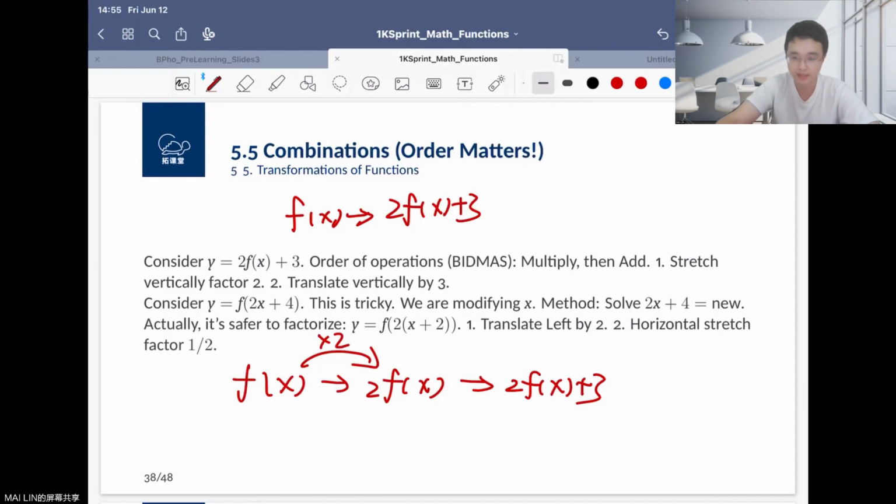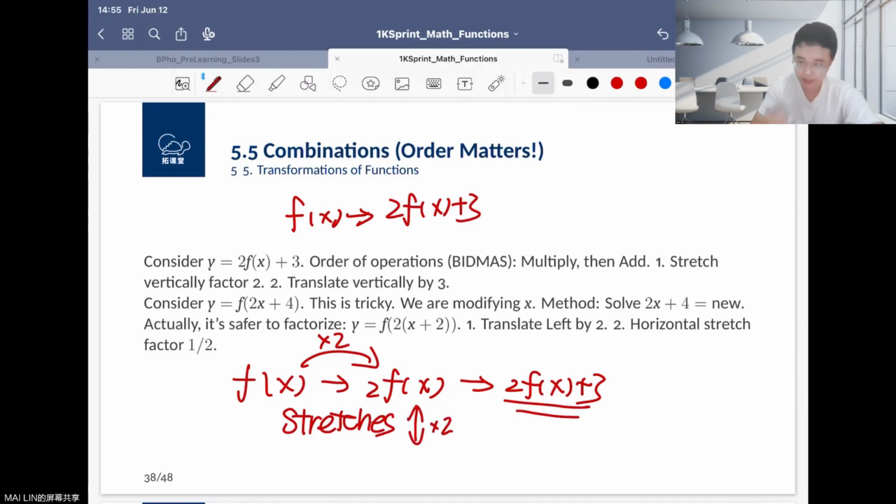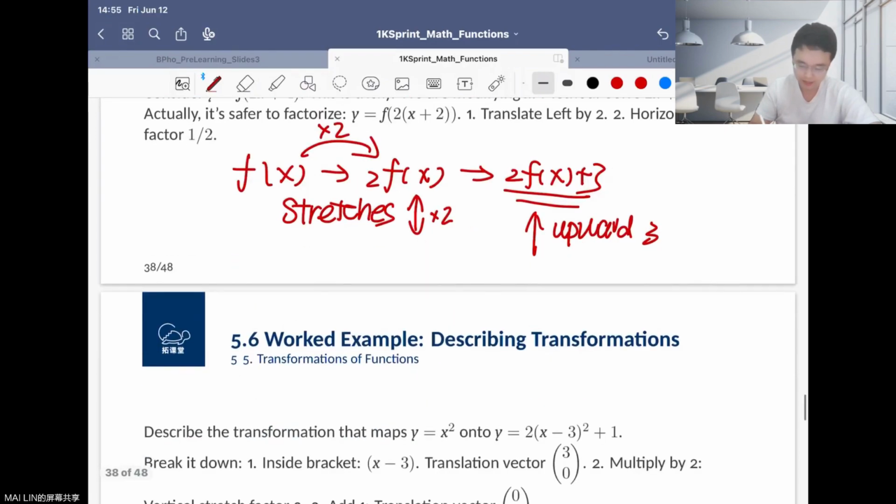Okay, that is it. And after that, it means it stretches 2 times on the y-axis, and also adding 3 means that it has a translation upward for 3 units, right? So here it means it stretches on the y-axis 2 times, and 2f(x) plus 3 means here we are moving upward for 3 units, right? Okay, that is it.